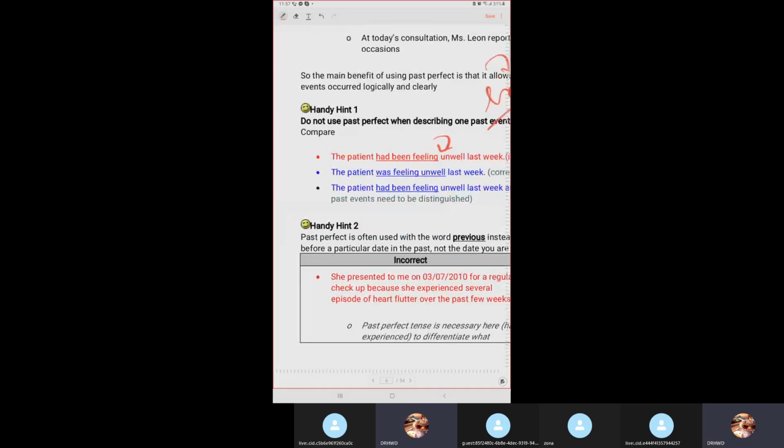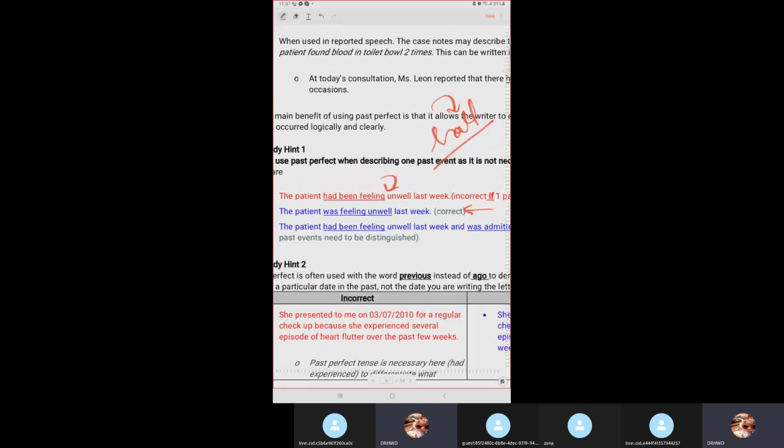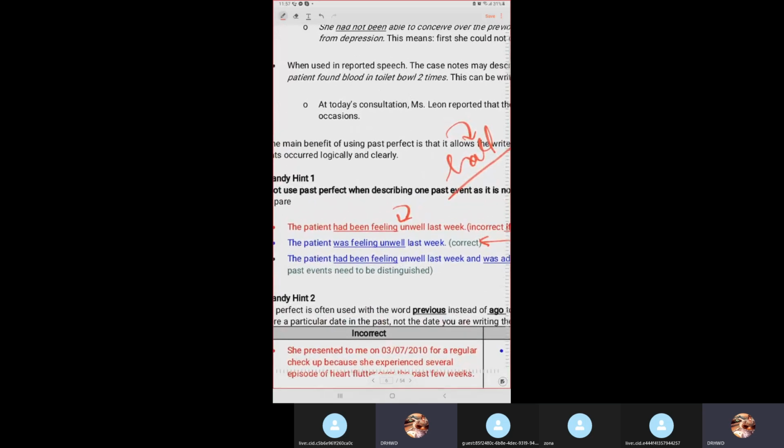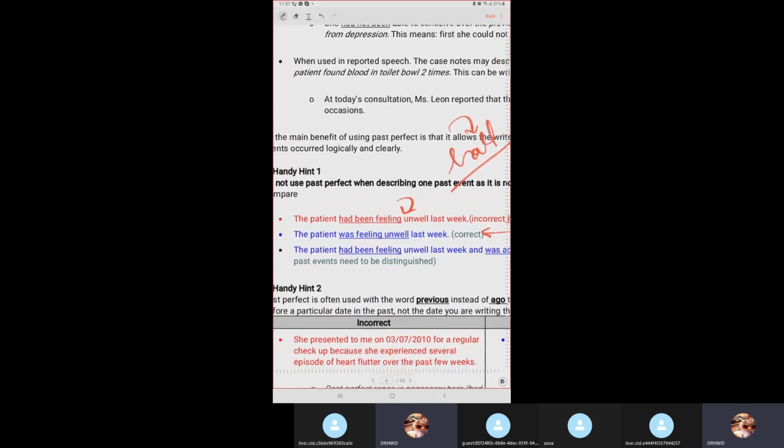All right, so this one, she presented to me, this is for you, Dr. Narjinder. She presented to me on this date for a regular checkup because she experienced several episodes of heart flutter over the past few weeks. What is incorrect here?